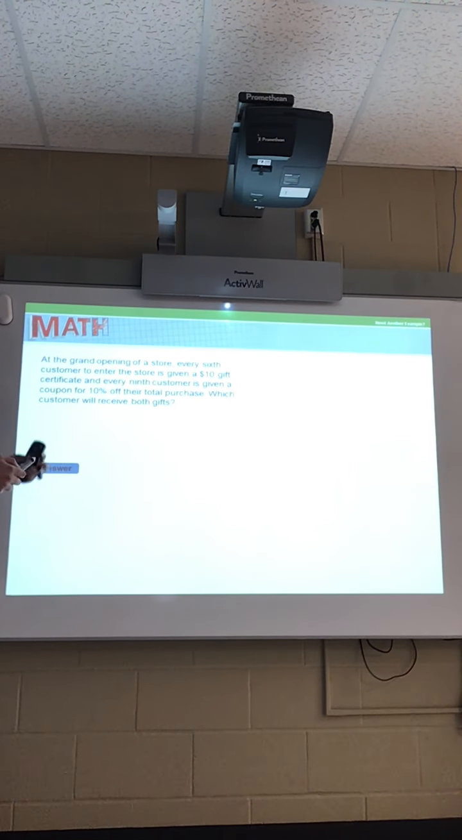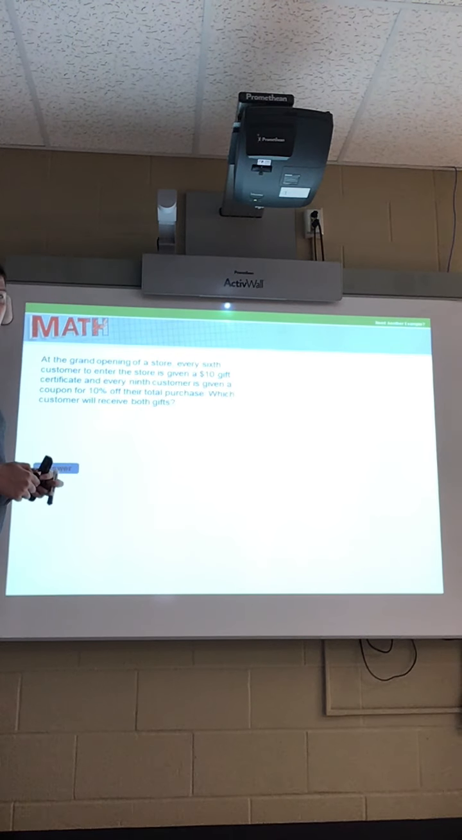Okay. So at the grand opening of the store, every sixth customer to enter the store is given a $10 gift certificate, and every 9th customer is given a coupon for 10% off their total purchase. So which customer will receive both gifts? So you need to do the least common multiple and find out which person will get both prizes.